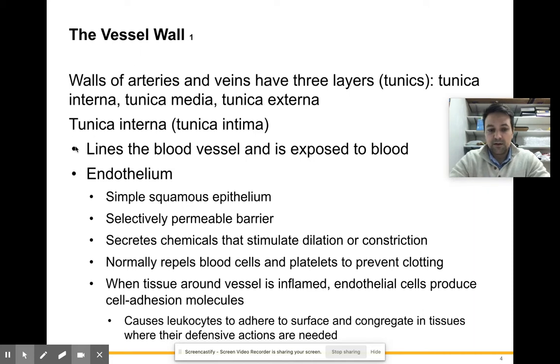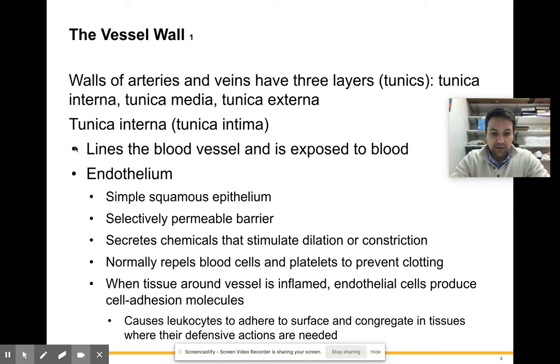Okay, it secretes chemicals that will stimulate either dilation or constriction depending on what it needs at the time. If your body requires dilation of these blood vessels to increase blood flow, those arteries and blood vessels will increase in size so that more blood can flow through them. Sometimes you want constriction. Sometimes you want that blood vessel to shrink in order to slow the blood flow down. Okay, and the endothelium or the tunica interna will produce those chemicals.